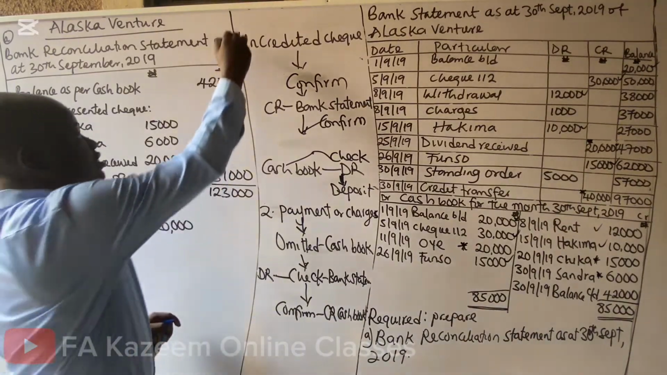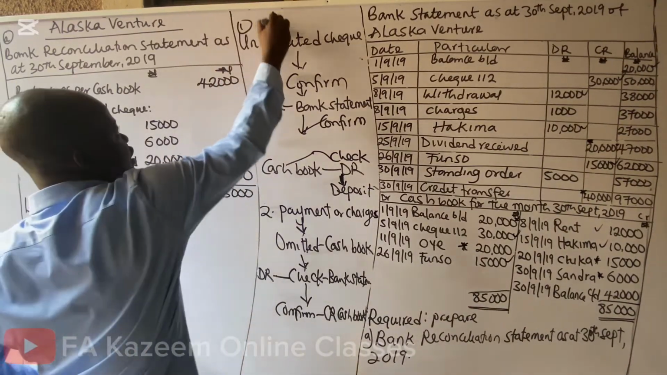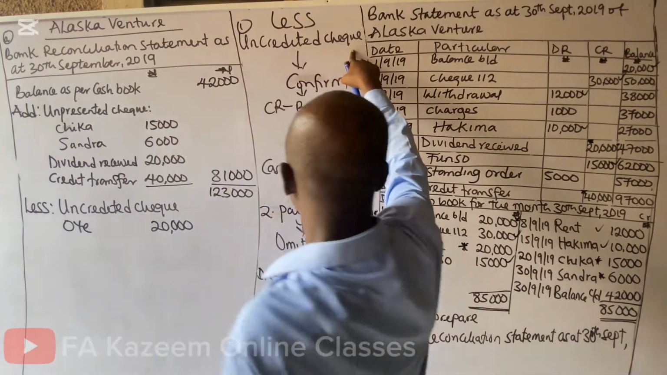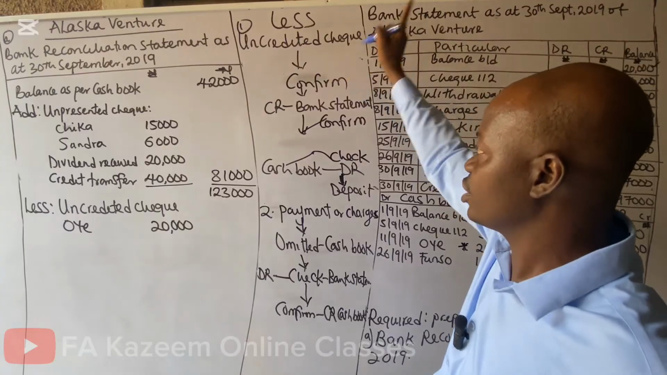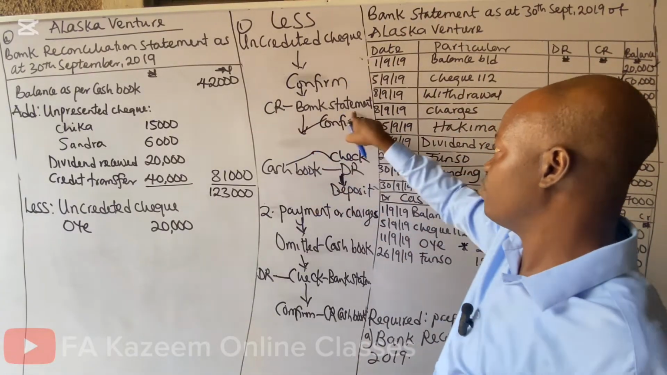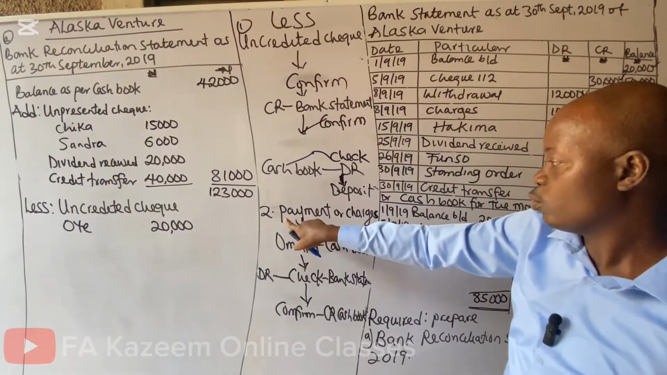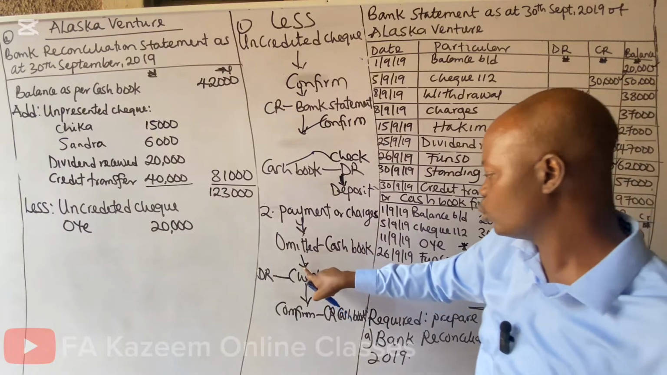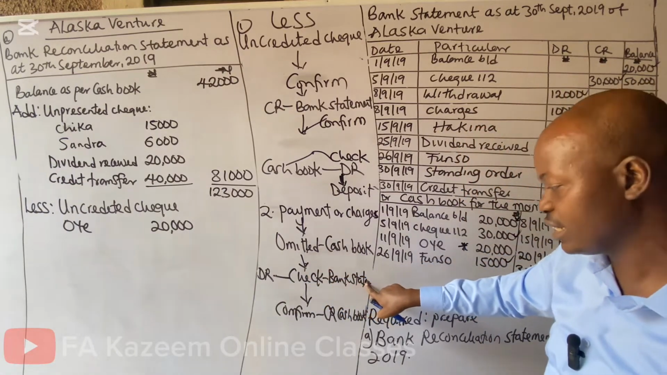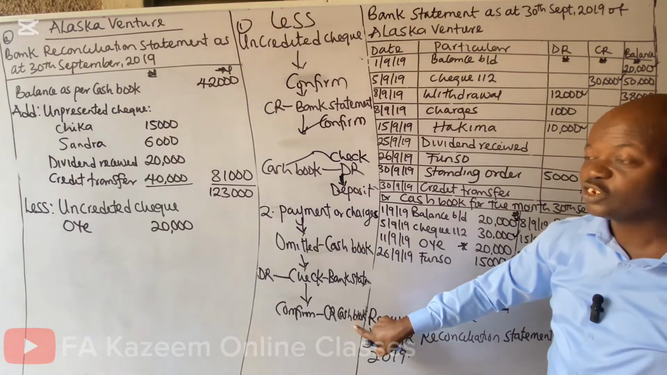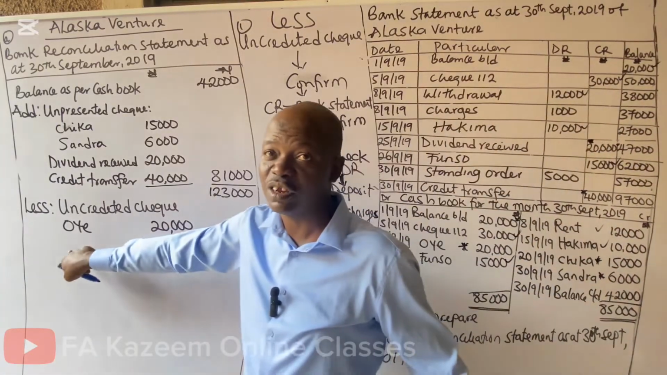Look at it, we are doing 2 things, 1 and 2, in case of less. We'll first check for uncredited check. How do we check for uncredited check? We'll check our debit side of cash book and confirm on the credit side of bank statement. When we are done with that, we'll also check for all payment that has been omitted in the cash book. How do we do that? We'll check all the payment that has been made through the bank and confirm whether it has been deducted in the cash book. If it has not been deducted in the cash book, you deduct it in the reconciliation.